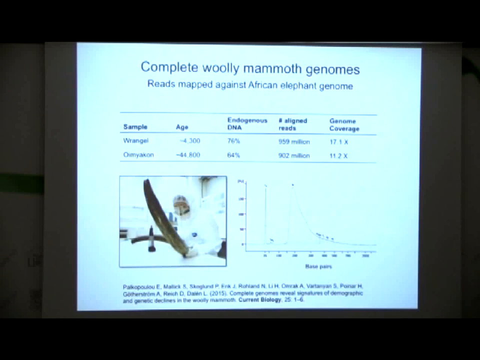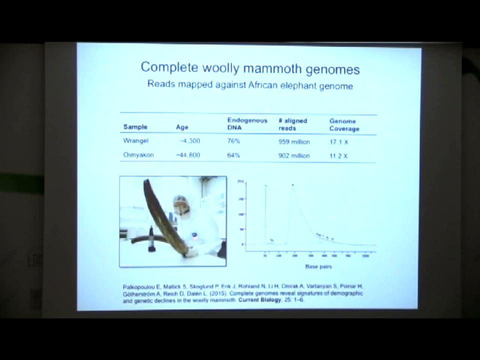Okay, so after a lot of screening of lots of samples, we targeted these two particular samples that had really high endogenous DNA counts, so up towards 80% for one and 60% for the other one. We sequenced about 900 million reads. We, in the end, got, using the African elephant genome as a reference sequence to map all the reads to, about 17x coverage of the Wrangel mammoth genome and 11x coverage of the Oymyakon, the old 45,000-year-old genome.